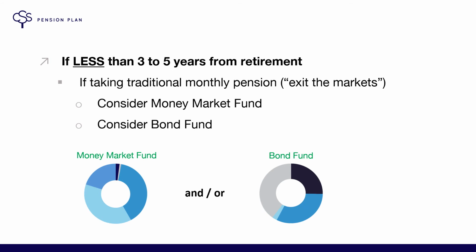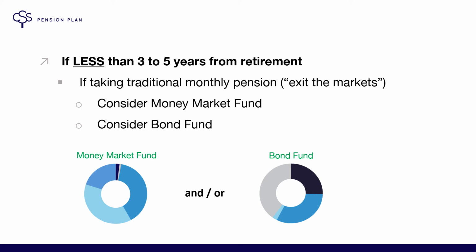If you are less than 3 to 5 years from retirement and you plan to take a traditional monthly pension, then at retirement you will be exiting the markets with your pension funds. In order to protect or preserve your pension funds from a possible negative return before your pension starts, you should consider gradually shifting your pension funds into less risky investments such as the money market and/or the bond fund. You would do this because you wouldn't necessarily have time to recover from a negative return before your pension starts.